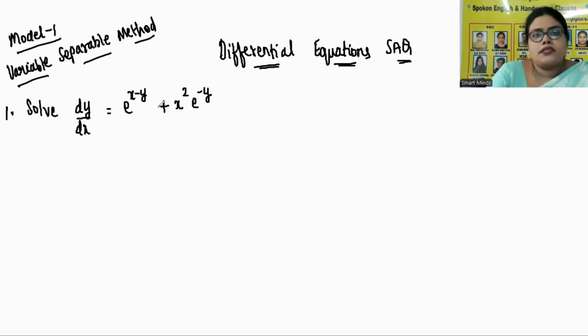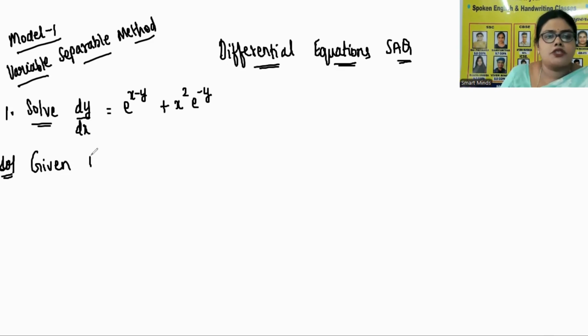So now in this class, we will continue with differential equations SAQs. The first model is the variable separable method. In the VSAQs, you have seen that there were some easy functions given, but here we need to separate them. So let's see how to do it. Whenever "solve" is given, we need to find the general solution. First, let us write the given differential equation.